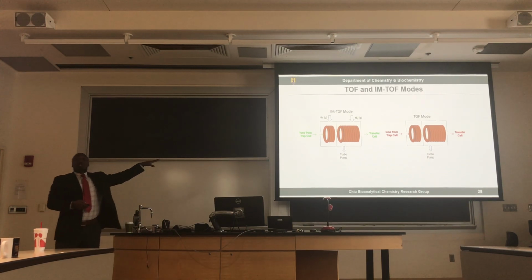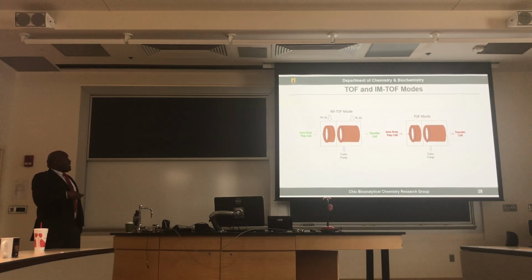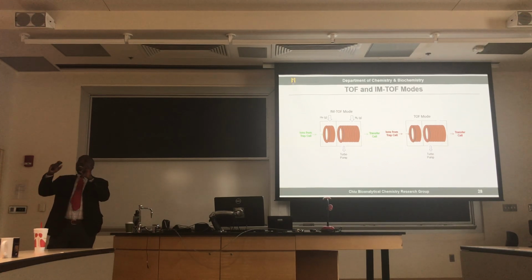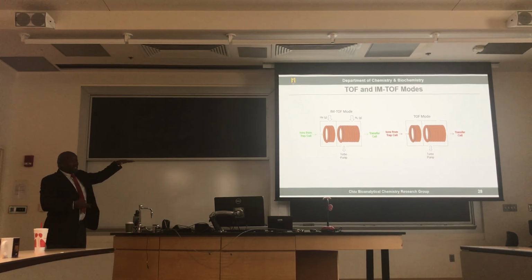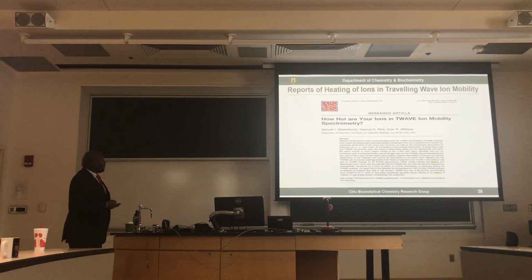You can operate this instrument in 2 modes. One of them is the ion mobility mode, whereby the gases are flowing. And then the other mode is TOF mode, where the ion mobility is turned off. And so in this case, the ion mobility cell acts as an ion guide. So just remember this, such that as we go on, when I talk about TOF mode and ion mobility mode, we'll be able to distinguish between the 2.